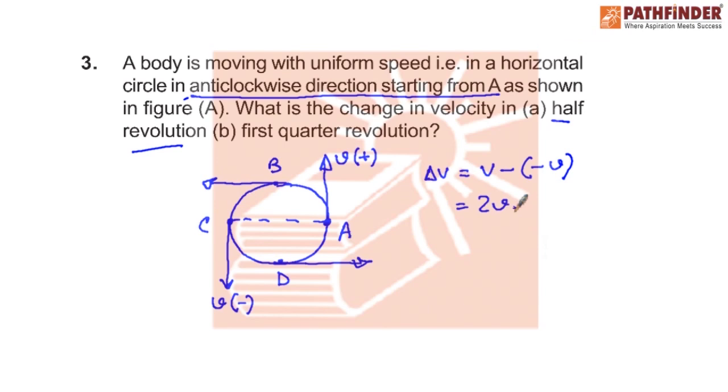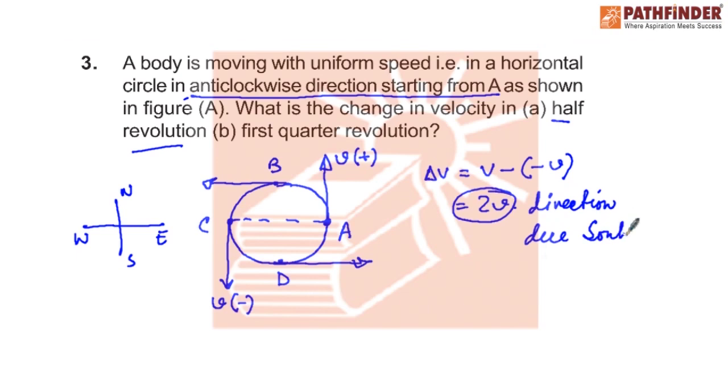Now you know any vector is associated with a sense of direction. So if you put a sense of direction here, this is east and this is west, this is north and this is south, then this resultant will be directed along south. So we have to also remember the magnitude and the direction of change: the change is due south, having a magnitude of 2V.